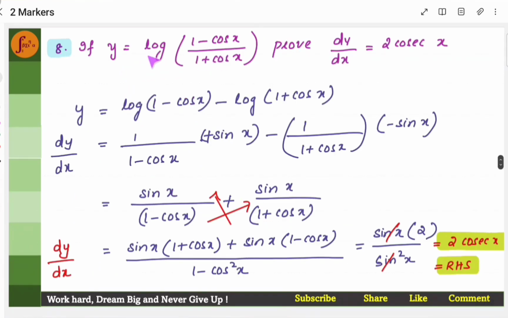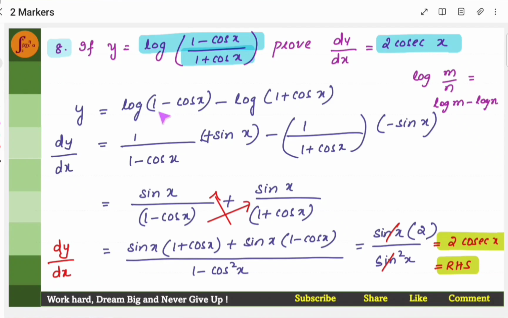This is another case where log and trigonometric functions are mixed. You will have to prove that the derivative is 2 cosec x. So here you have to use logarithmic properties. When you have log m by n, you can write it as log m minus log n. So here that's what I've done. Instead of division, I have put subtraction here. Now I'll use the chain rule.